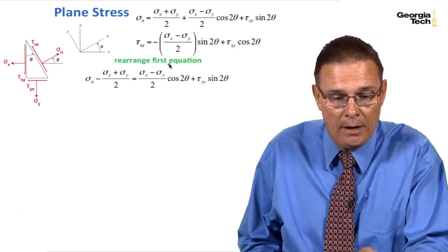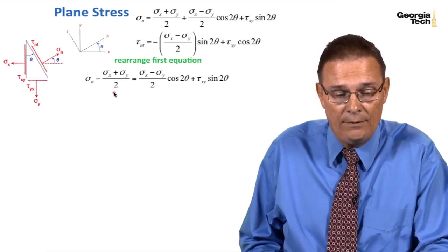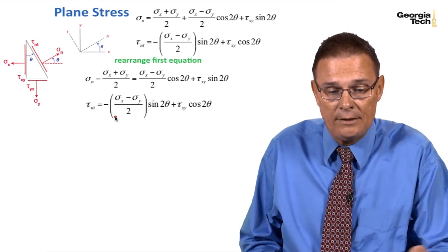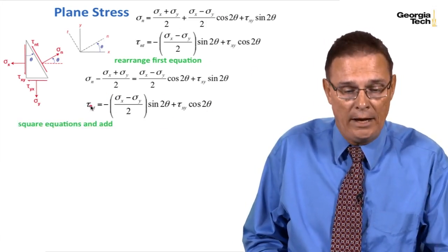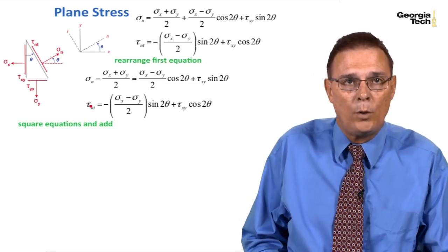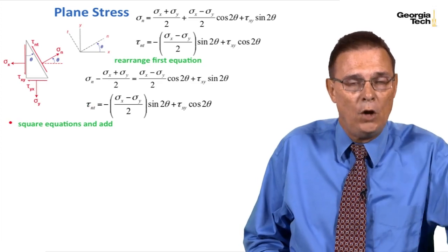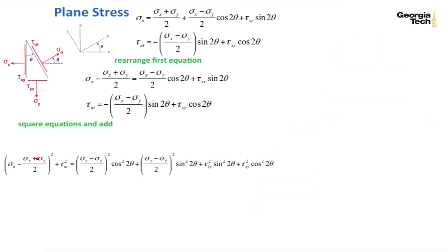I've just carried this term to the other side, and this is the result I get. Here's my second equation rewritten. And now I can square these equations and add them together. Again, I'm going to go through some math here. I'll go rather quickly, but you can come back on your own and make sure you understand each step as I go through it. But when I square these and add them, this is what I get.